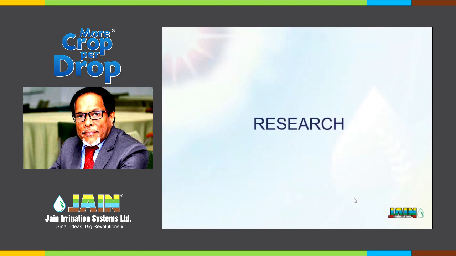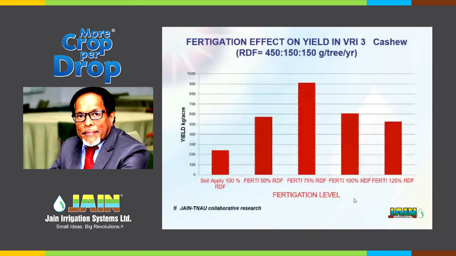In Jain Irrigation, we are not only using the literature of the past, we do research. I personally get involved in a lot of research in the area of fertigation, and some of them are our own, some of them in collaboration with the universities for a student to get a PhD. I'll give you some of these examples. Example here, fertigation for a cashew variety VRI3. The recommended dose is 450, 150 and 150 gram per tree per year in Tamil Nadu. Now, if you look at it, it's a PhD research. The research is completed. And with the fertilizer at 75% of the recommended, you produce the highest yield of 900 kilogram per acre of cashew nut.